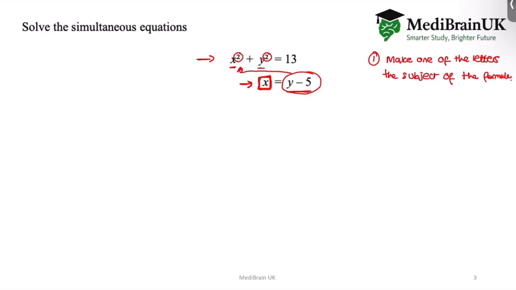x is the same as y minus 5, y minus 5 is the same as x. So in the top equation where we have x, we're going to replace the x with the y minus 5, because we know that both of them are equal to each other. Okay, so we're going to substitute it into the other equation.